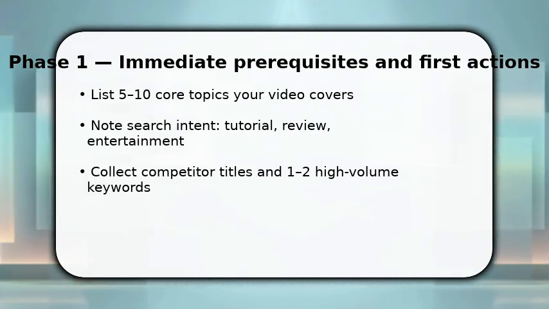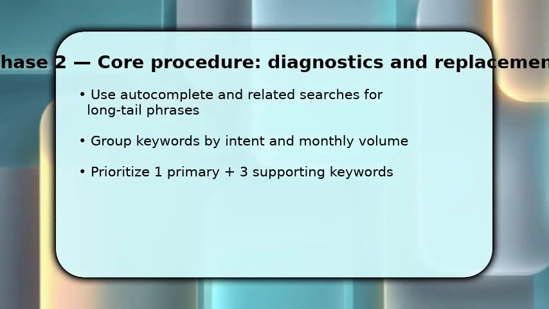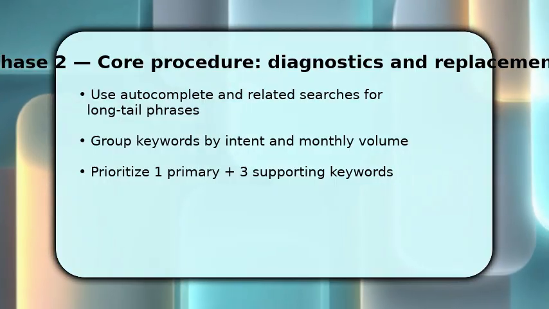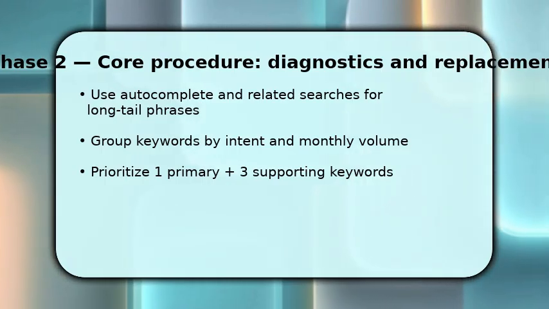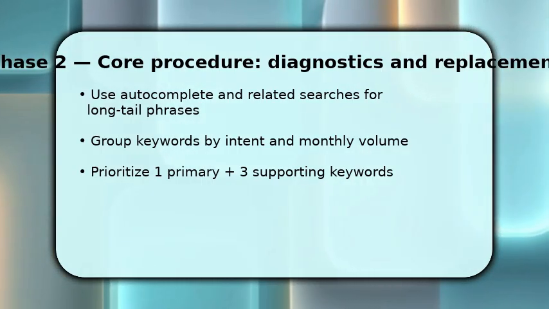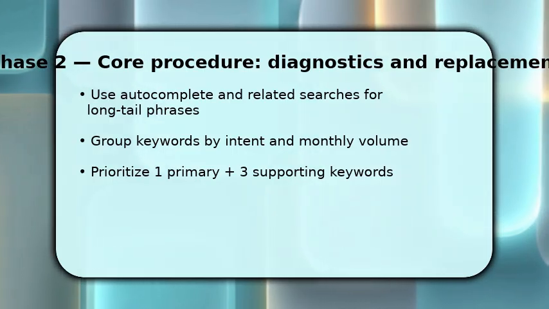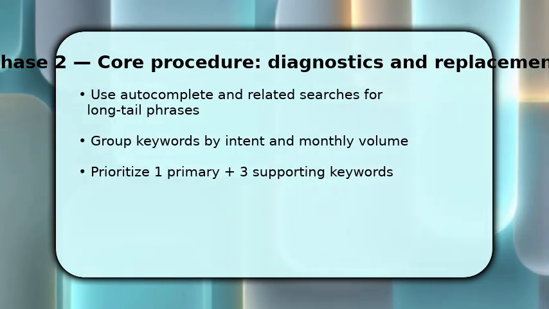Now expand your list into long tail and variant phrases so you capture real searches. Use autocomplete, related suggestions, and common question formats. Next, group terms by intent, informational, transactional, or navigational, and sort by estimated monthly volume.